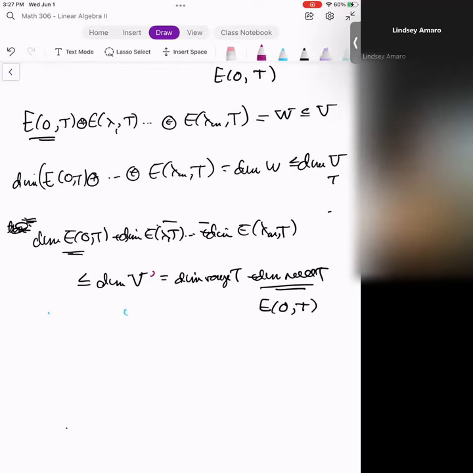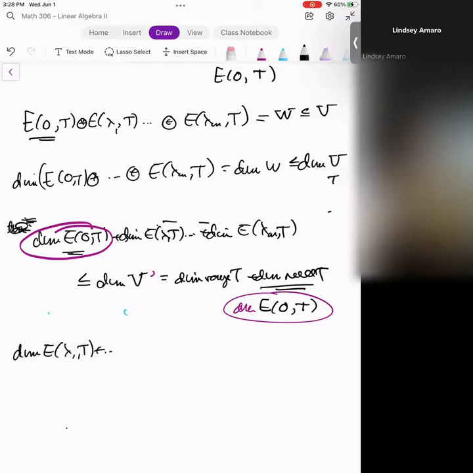Well, notice I have the dimension of the eigenspace of 0 on one side of this inequality and the dimension of the eigenspace of 0 on the other side of the inequality as well. Since it's on both sides, I can subtract, and what you end up with is the dimension of E lambda 1 T up to the dimension of E lambda m T is less than or equal to the dimension of the range of T. And that's sort of the top to bottom of this argument.